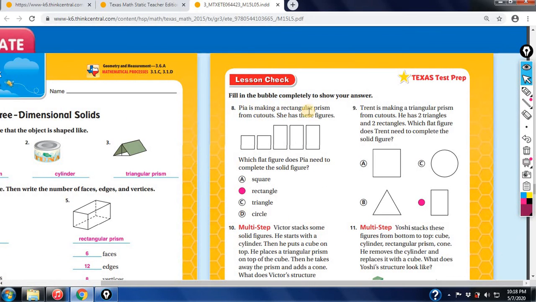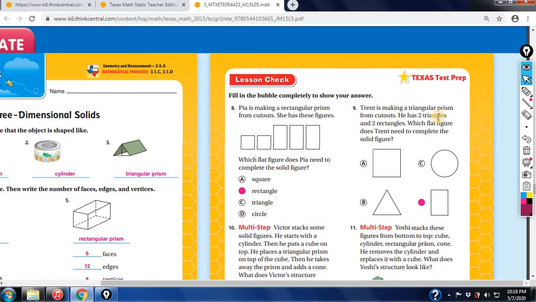The next one, Pia is making a rectangular prism from cutouts. She has these figures. Which flat figure does Pia need to complete the solid figure? Okay. Well, if you look at this one here, see how she has the 2 squares, but she's going to need 4 rectangles, one on top, one on the side, one on the bottom, and one here. And they only have 3, so it's another rectangle. And if you have it in front of you, you'd be able to see it. But some of you can visualize it just by looking at this. It just takes practice to train your eyes to look at them.